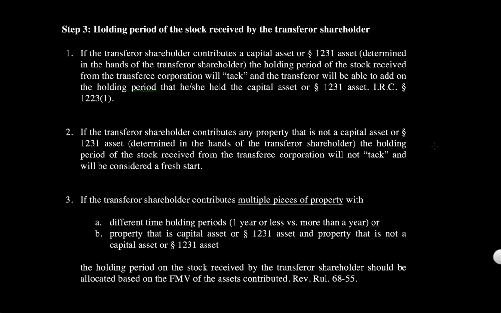Hello! This video considers step 3 in the checklist dealing with corporate formation and contribution. We've considered the past two checklists. Checklist 1 considered gain or loss, if any, recognized by the transferor shareholder. If we had non-recognition under section 351, then we had to continue to checklist 2, considering the adjusted basis of the transferor in the stock received from the corporation. In checklist 3, we'll consider the holding period of the stock received by the transferor shareholder.